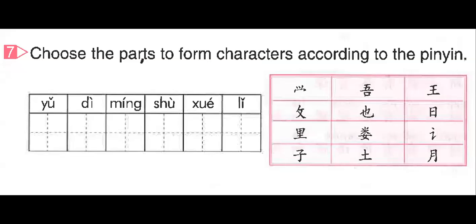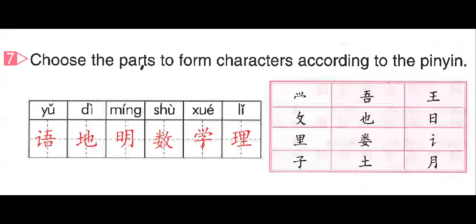This is Kuaile 2. We are in the workbook on page number 64, and we are going to correct activities 7 and on. So the first one, choose the parts to form characters according to the pinyin. So according to the different radicals we have here, we have to form the characters here. So I'm going to do this one. So here you have the different characters, okay? And we need to use the different radicals we have here.